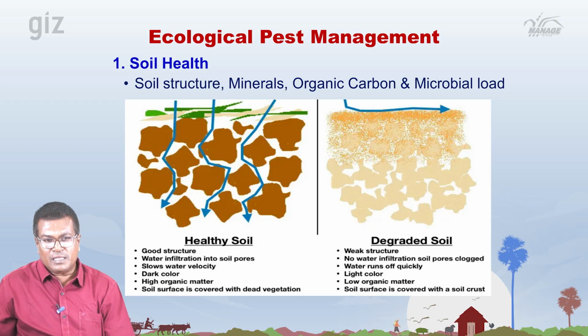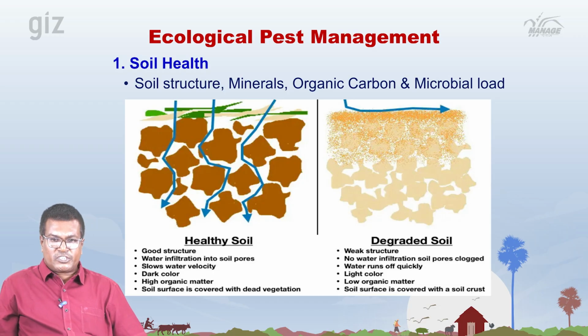So the soil health is dependent on soil structure and the mineral composition, organic carbon inside the soil, and also the microbial load. If you see this picture, a healthy soil will look like this. Here the soil structure is very good. Why?